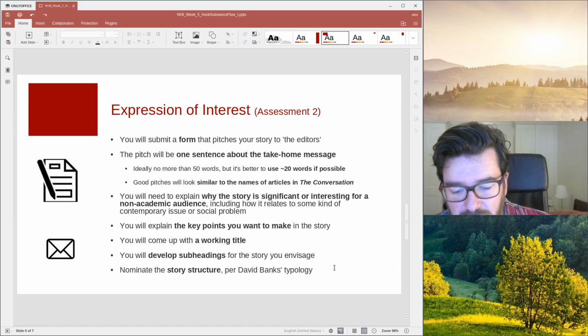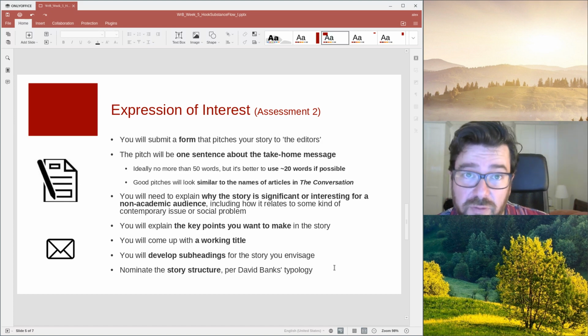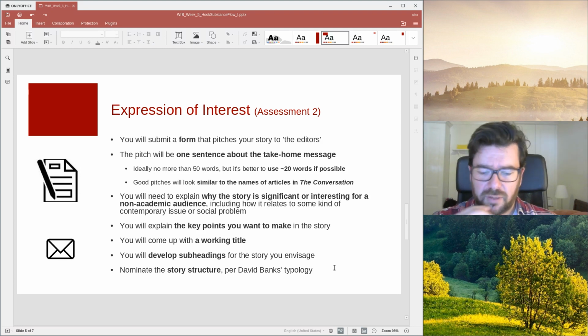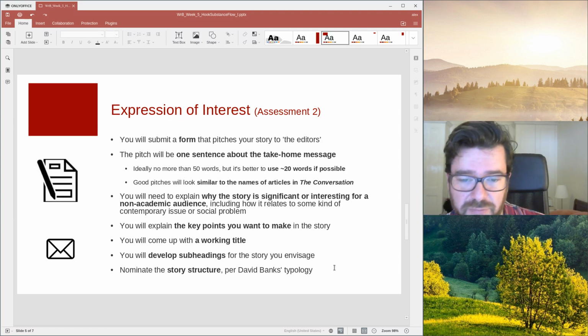So the third, moving on, the third text box that you'll go through are the key points that you want to make in the story. That is the key information in addition to the take-home message. And it may be just the take-home message again, so don't be afraid of that if it's just a single piece of information.